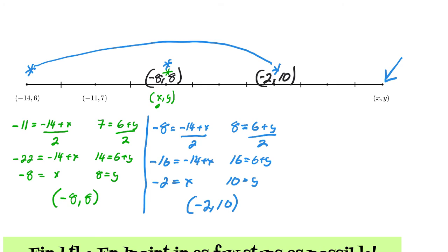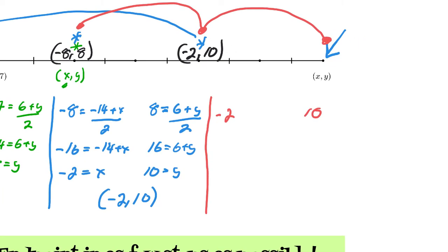And now to find the endpoint, I'm going to use the coordinate I found to begin with, the midpoint I just found, to find the endpoint I need. So I'll stay in red for this one. The midpoint is negative 2 and 10. The x value I know is negative 8. The y value I know is positive 8. I'm trying to find x, and I'm trying to find y.